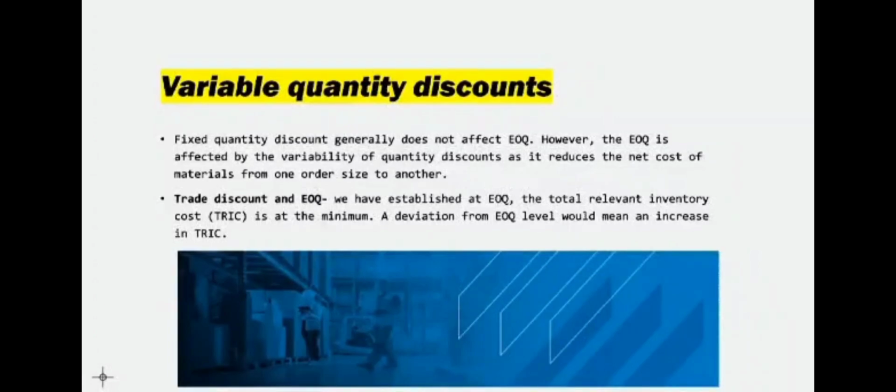Originally, at EOQ level, the sum of ordering costs equals the sum of carrying costs. With the effects of variable quantity discount, the unit cost changes and becomes a relevant cost in computing the total relevant inventory cost. With variable quantity discount, EOQ is at a level where the sum of ordering costs, carrying costs, and cost of materials is at the minimum.